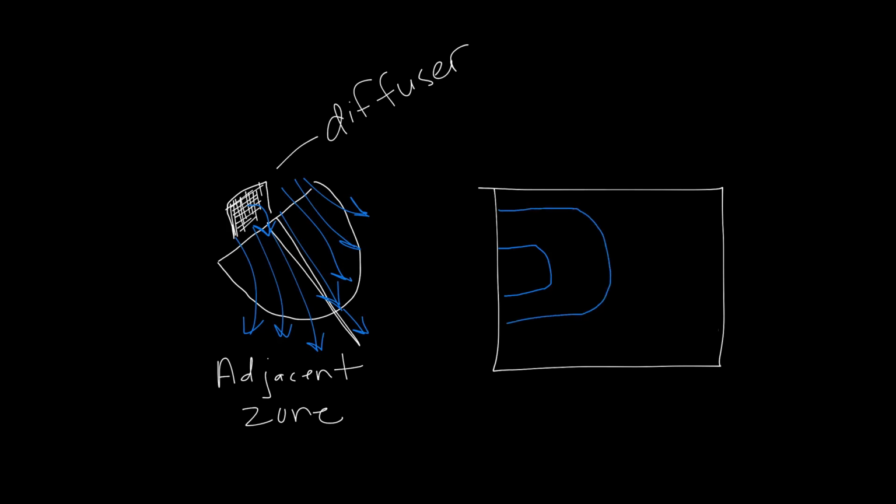There are methods to minimize the adjacent zone. Limiting diffuser heights to 5 feet or less is one way to reduce the adjacent zone. Using displacement diffusers with integral air pattern controllers is also an effective way to minimize the adjacent zone.